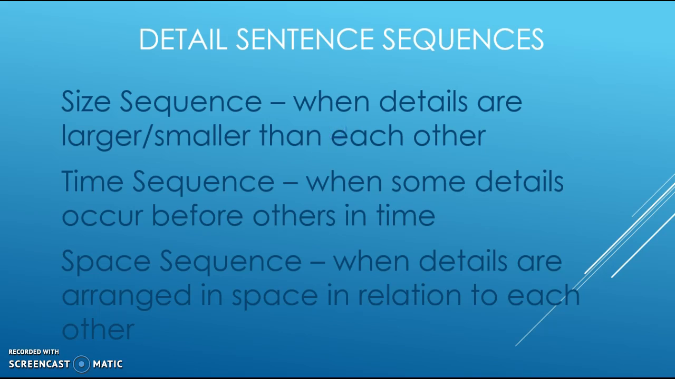So the next one is space sequence. This is the third one. And it's used when details are arranged in space in a certain order. For example, if you were to describe this room, you might choose to describe the items in an order in which they appear here. You could describe them from left to right or from right to left.